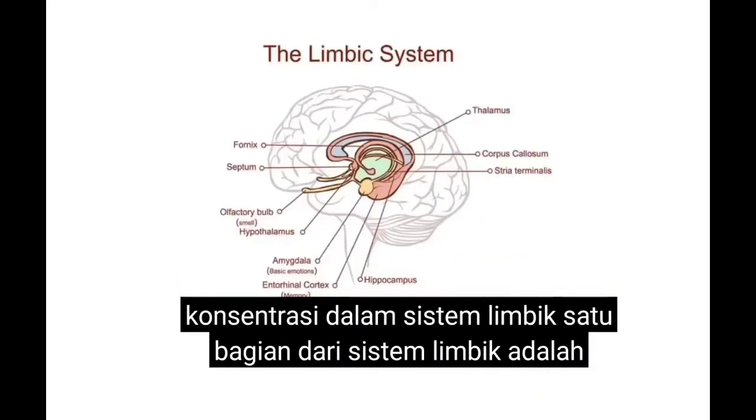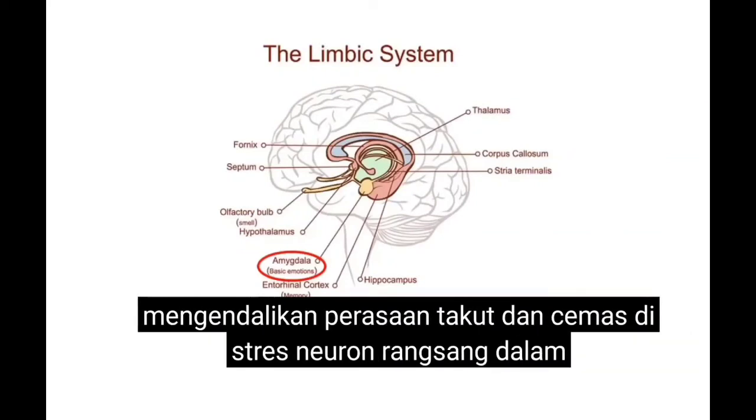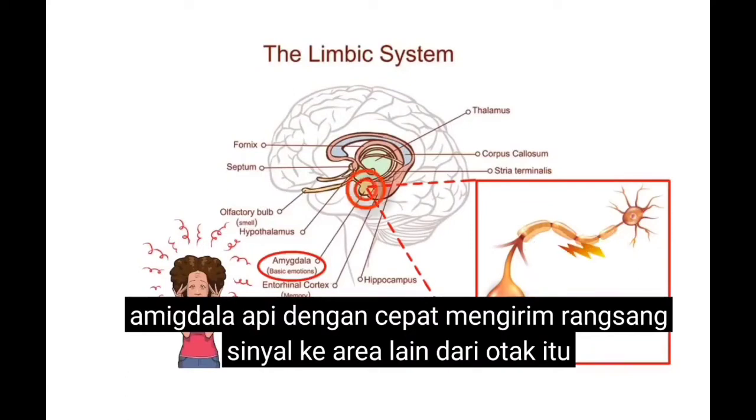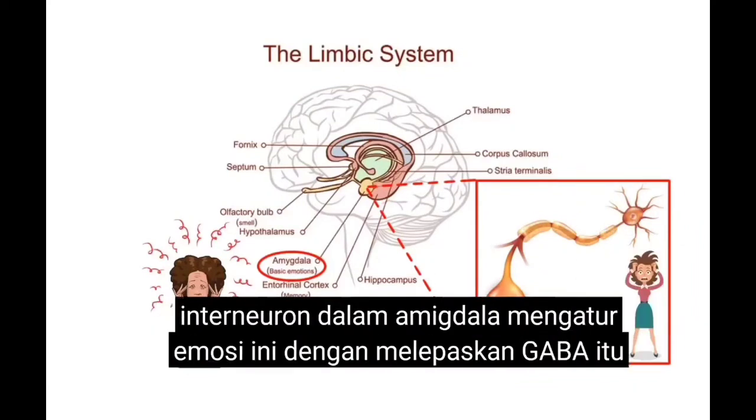One part of the limbic system is the amygdala, which contains many neurons that use the neurotransmitter GABA to control feelings of fear and anxiety. In times of stress, excitatory neurons in the amygdala fire rapidly, sending excitatory signals to other areas of the brain. It is this type of firing that leads to feeling of panic or fear. The inhibitory interneurons in the amygdala regulate these emotions by releasing GABA.